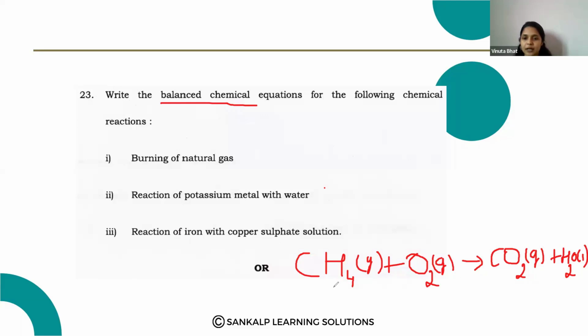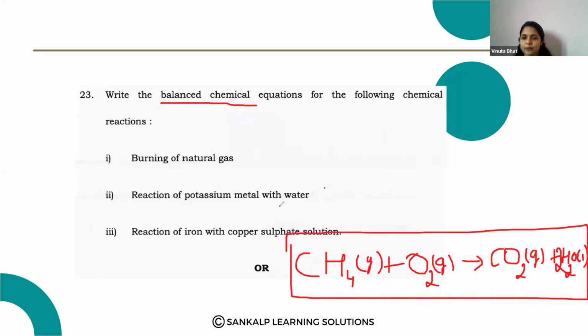So just count the hydrogen here, 4. Here only 2 is there. So I will add the 2 in front of water, and hydrogen will become 4. Then carbon, that is same. Oxygen here also 2, here also 2. So this is the balanced chemical equation, with 2H2O. Okay. Burning of natural gas.